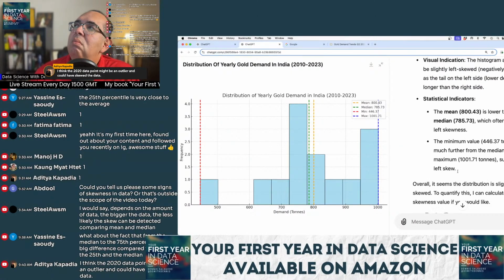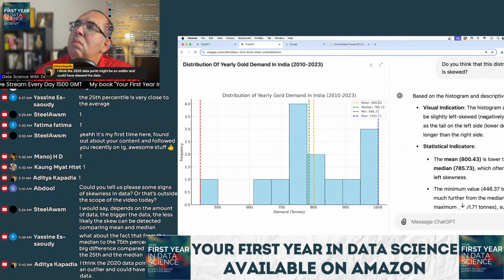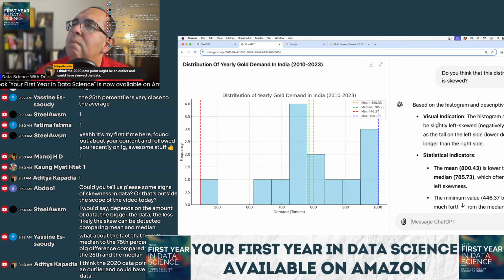Okay. Negatively skewed, left skew. Tail on the left side is longer than the right side. Okay. So Yassine, your instincts and your read on the data was correct. Anybody else want to make observations on the chart?